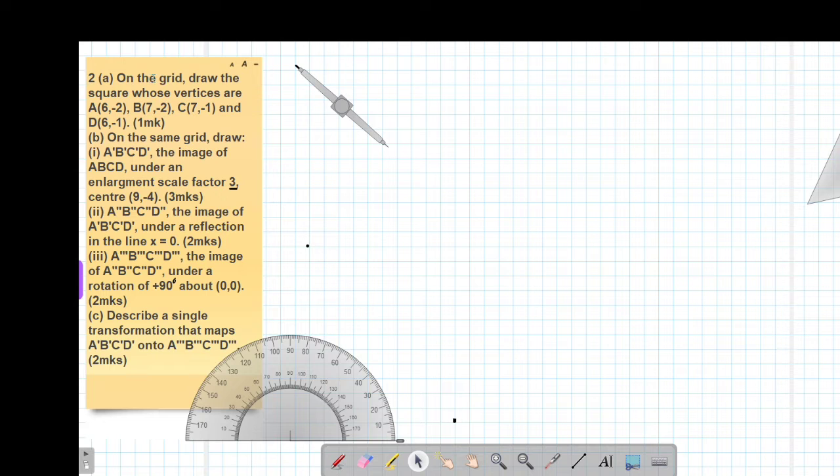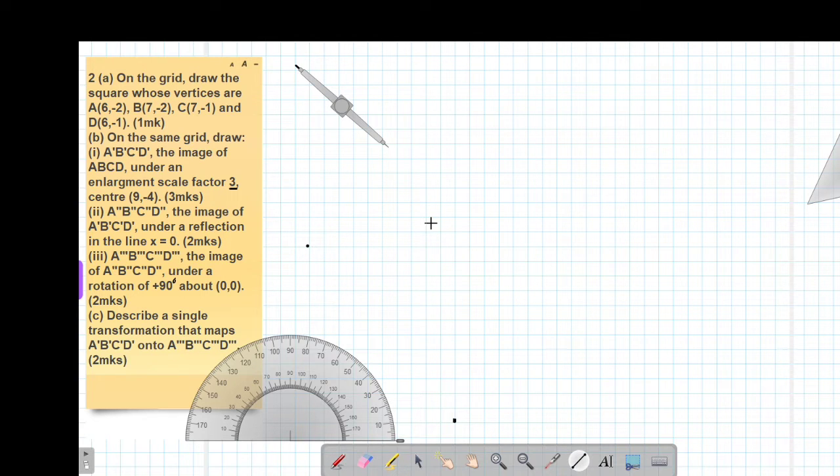So in part A, we are told that on the grid, draw the square whose vertices are A has the coordinates of 6, -2, B has 7, -2, C has 7, -1, and D has the coordinates of 6, -1. So of course the first thing to do, we are going to draw what we call a Cartesian plane, which simply involves obtaining the y-axis and also the x-axis.